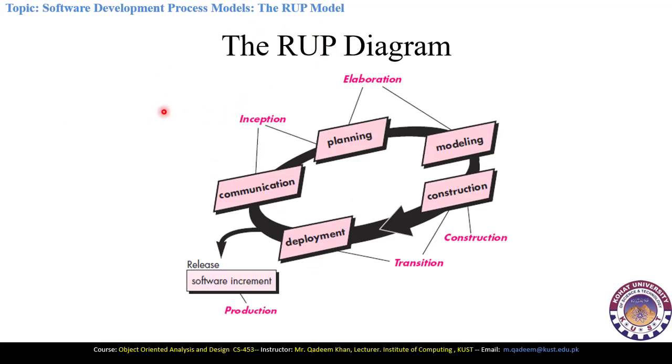Now this is a generic diagram of rational unified process models. So first we have here the inception phase, then we have the elaboration phase, then we have the construction, transition, and the final one is the production phase. Now the inception phase is in fact created from the communications and planning. Basically, the purpose of the inception phase is to provide meaningful communication between different stakeholders and also to create the planning of the software development.